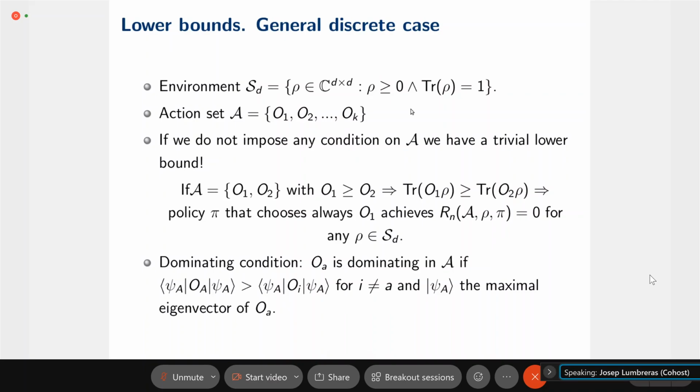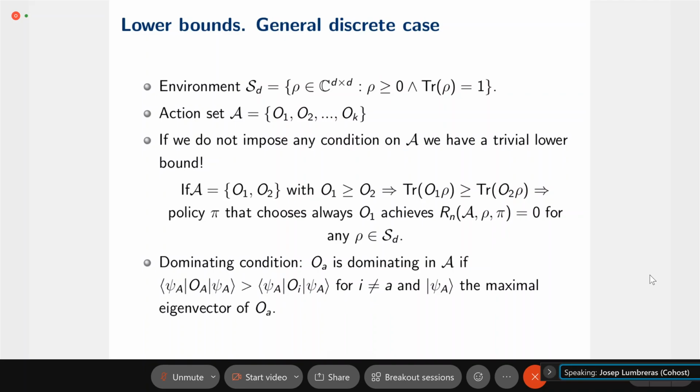Note that if we don't impose any condition on the action set, we have a trivial lower bound. Why? For example, if there are only two observables, and one is bigger than the other in a metric sense, then for any quantum state rho, the expectation of one of these observables will always be greater than the other. Since the minimax regret is a minimization over all policies, there is always a policy that chooses as action that observable. So the regret will always be zero because we are always choosing the best action.